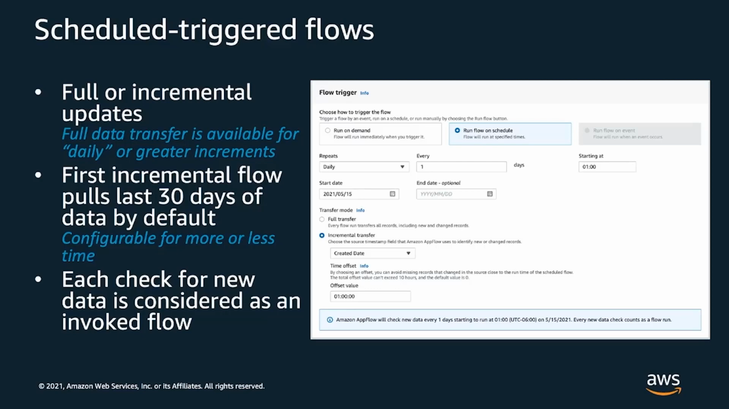When you do an incremental update, the very first one is going to pull the last 30 days of data by default. You can actually configure this for more or less time. But if you set it up to run every day for the next, I don't know, 70 days, it'll start with the very first run, grab the last 30 days, and then grab incrementally moving forward. It's important to note that each check for new data is considered an invoked flow. So when you check it, that's going to be an invoked flow when we talk about pricing, things like that.